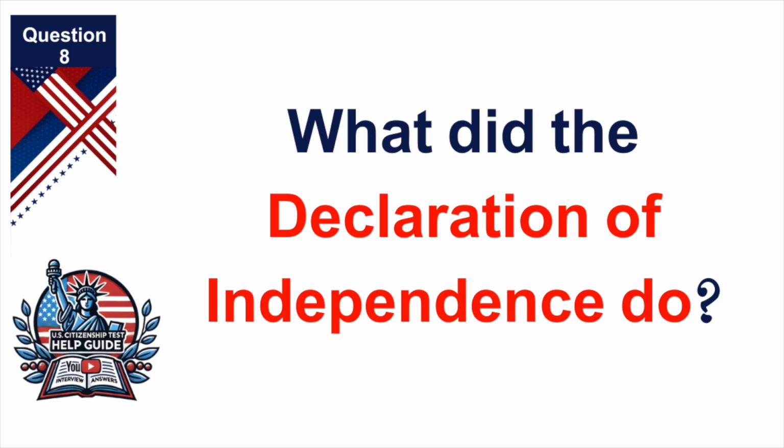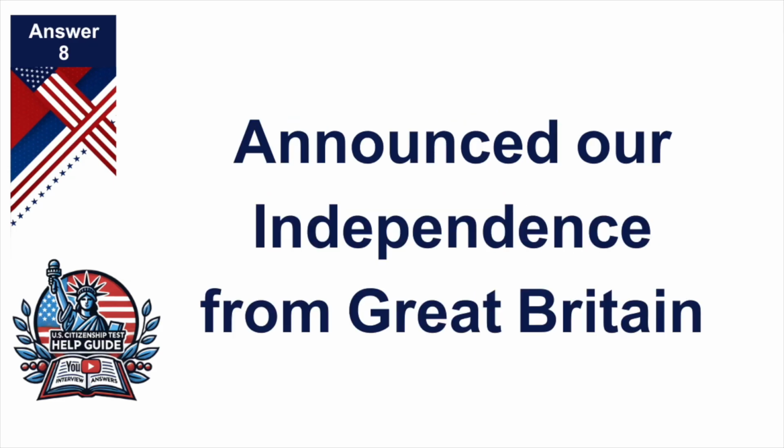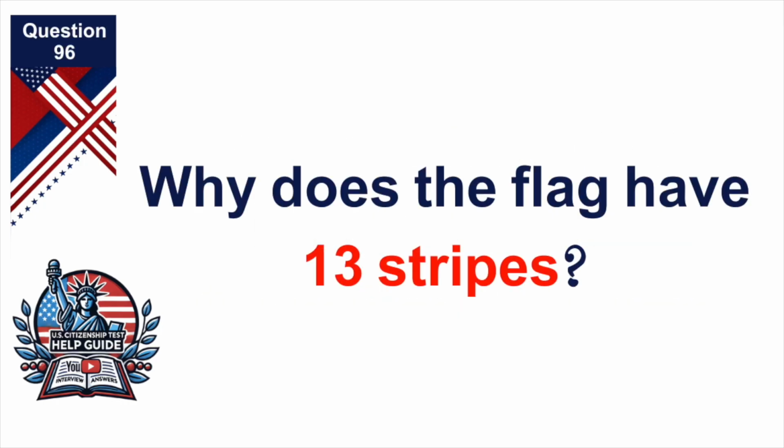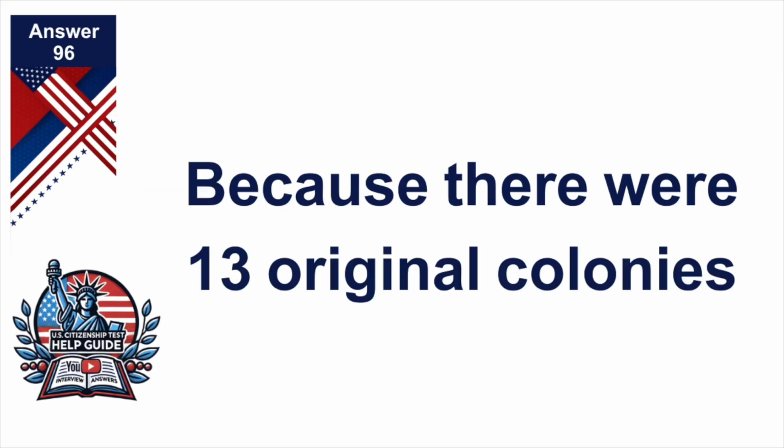What did the Declaration of Independence do? Announced our independence from Great Britain. Why does the flag have 13 stripes? Because there were 13 original colonies.